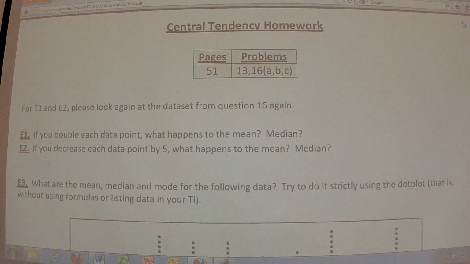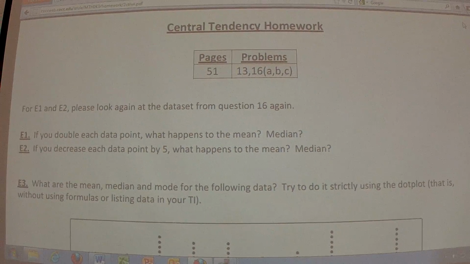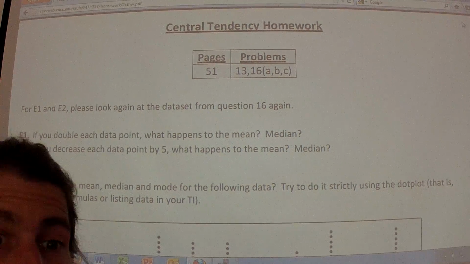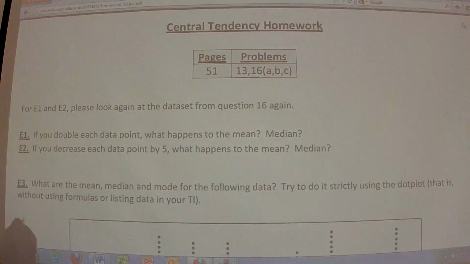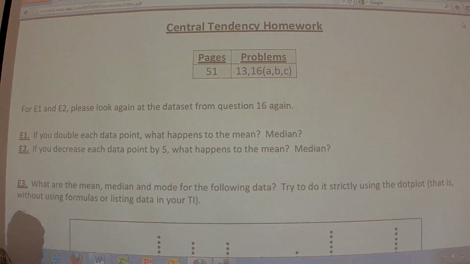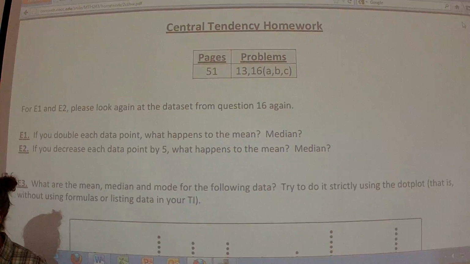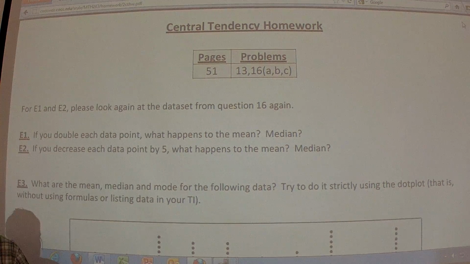Well, here's the deal. There's no uniform definition of what multimodal is. If you have a bunch of numbers, for example, Bert and Ernie, we'll come back to Bert and Ernie today. Bert and Ernie each had 5 data points, all of which were unique. We as a class said that means there's no mode because there's no repeating value. So it depends on how you define mode.